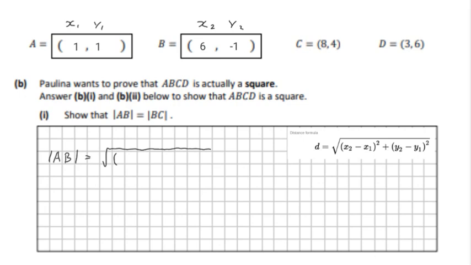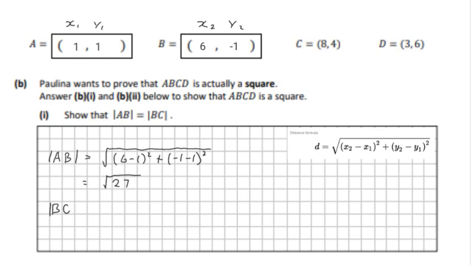So we have x2 minus x1, which is 6 minus 1, all to be squared, plus y2 minus y1, which is minus 1 minus 1, close your bracket, all to be squared. We can see that that's 5 squared plus minus 2 squared, which is the square root of 27. Just use your calculator.